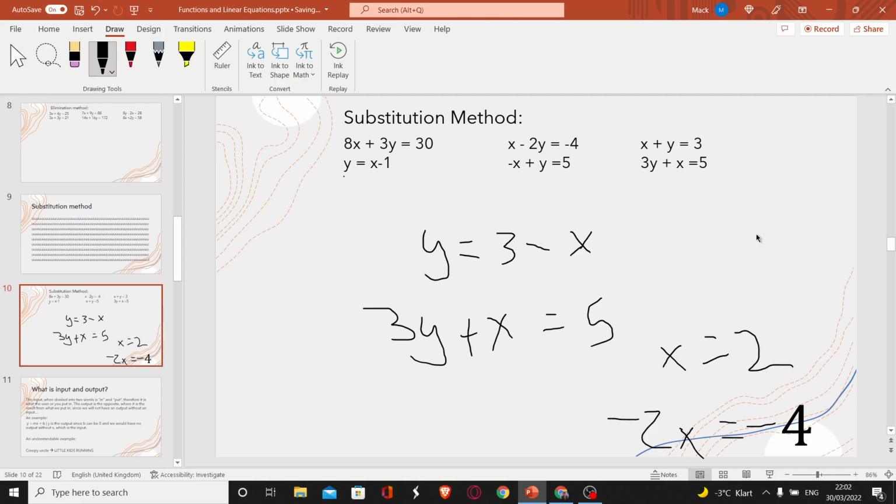And now we'll substitute here in this equation. x equal to 2, 3 minus 2 is 1. y equal to 1. Now we'll cross check with both equations that x is 2 and y is 1 is correct or not. 3 times 1 is 3 plus x, which is 2, is 5, and here it's also 5. Therefore my answers are correct.